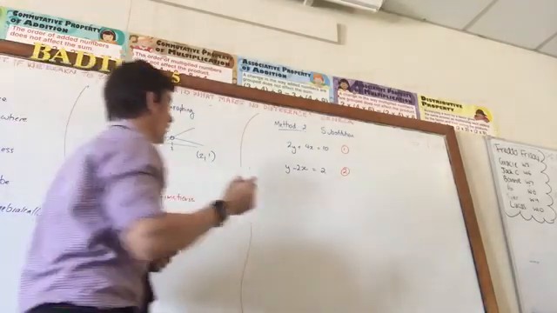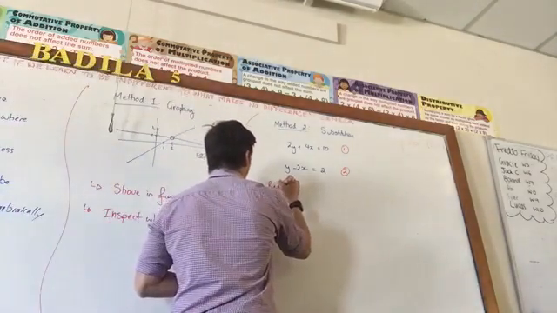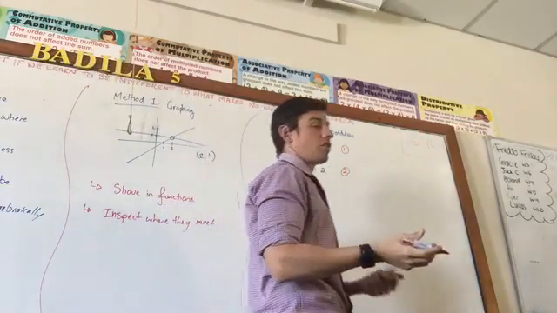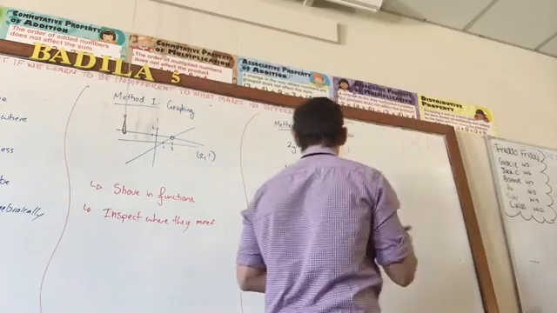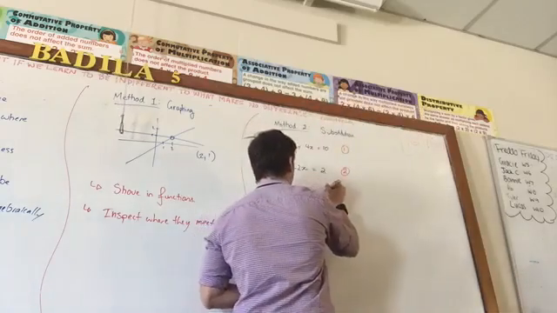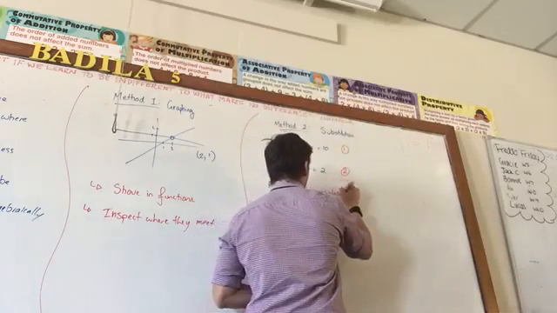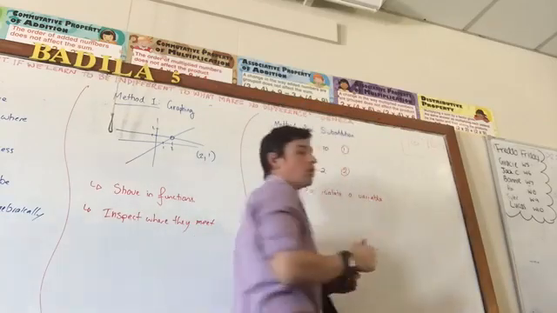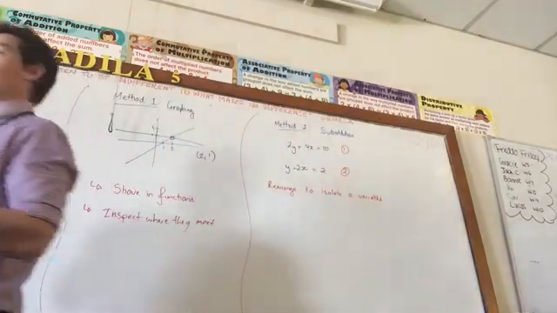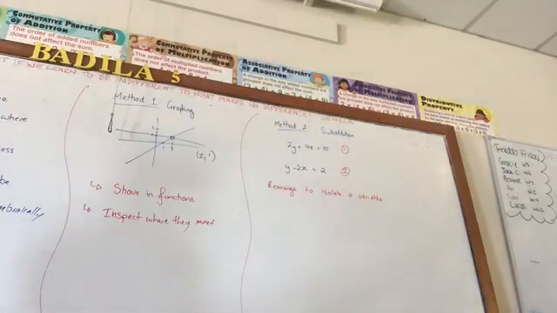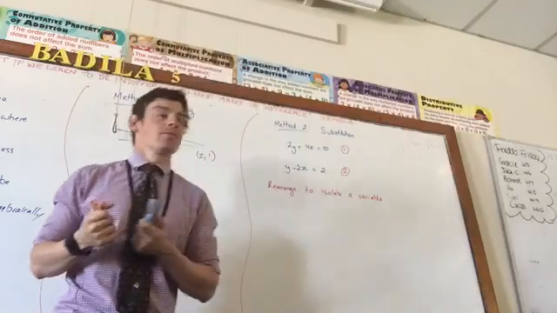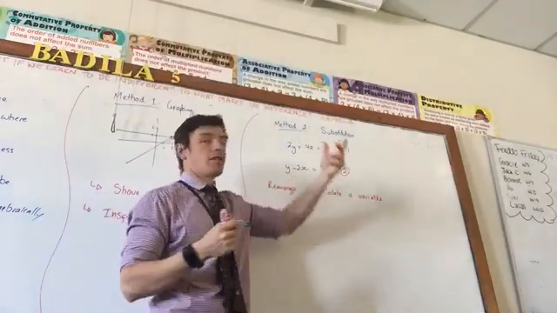Rearrange into y equals mx plus c. I rearrange. Doesn't have to be into y equals mx plus c. It's often the nicest way. We rearrange to isolate a variable. What's a variable? An unknown. How many variables have both of those equations got? 2. Are they the same two variables? Yes. Y's and x's in both, correct?